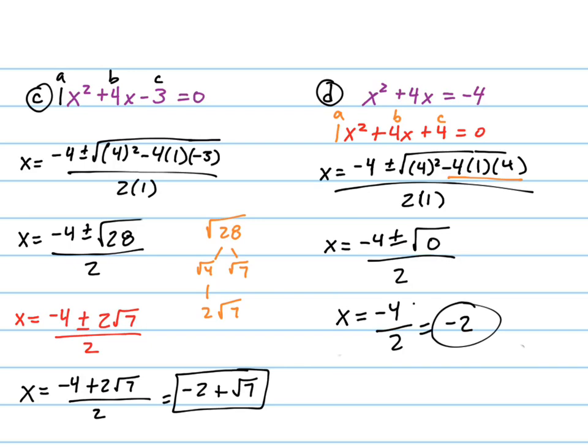So sometimes your quadratic equations will have 2 answers. Sometimes they'll have 1. Sometimes they won't simplify. Sometimes they will. It just depends. And sometimes you'll have no solutions if you end up with a negative under the square root. Just depends on what happens.